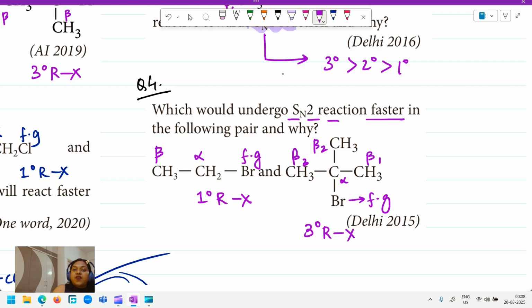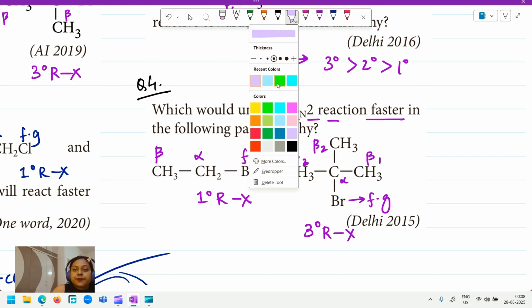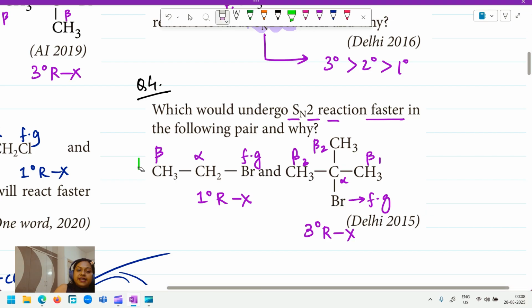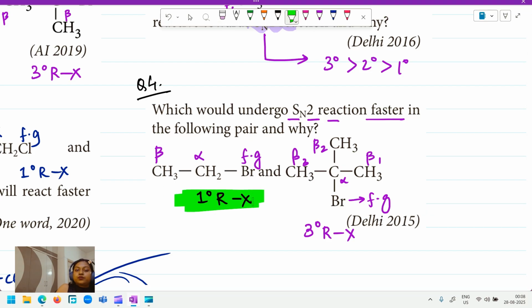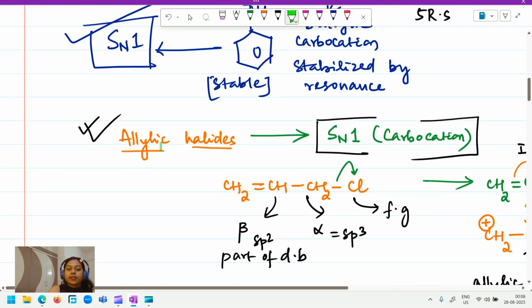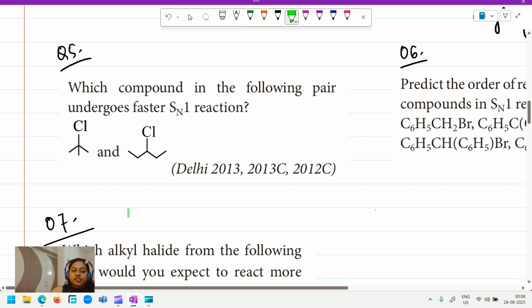So which would react faster towards SN2? What do you think? Primary reacts faster towards SN2 because SN2's order is 1, then 2, then 3, right? So this is the molecule which reacts faster. All good? Okay, maybe one more question if time is there.